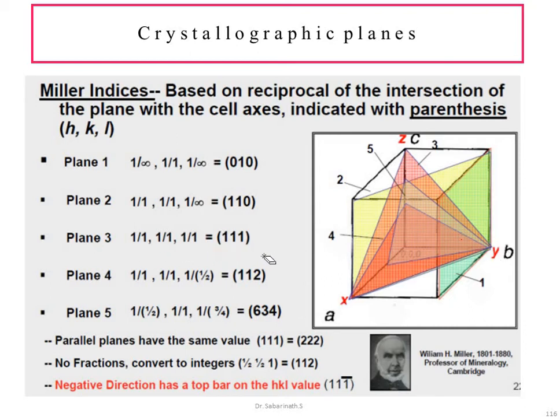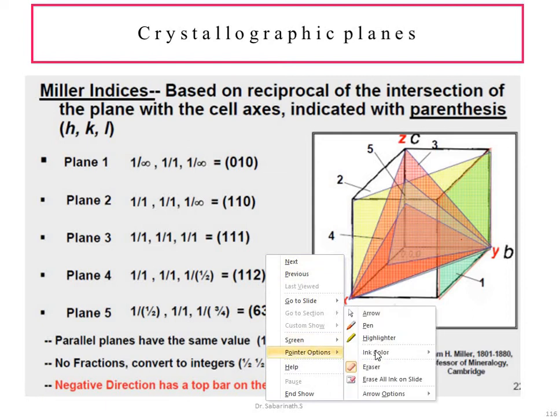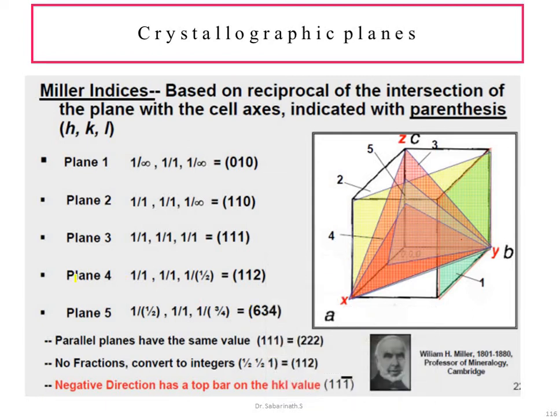Now let us see the next one, that is plane number 4. Okay, this is plane number 4, where we can see plane number 4. It can be drawn like this. How to find the Miller indices for this plane number 4?